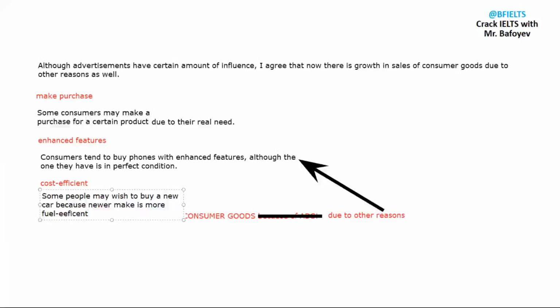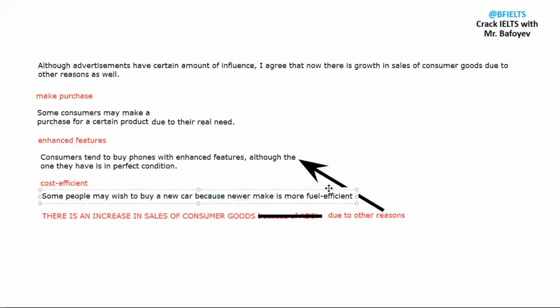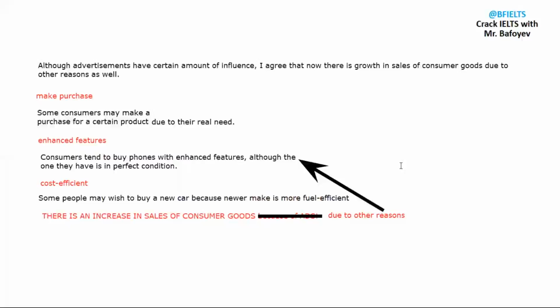So fuel efficient here, sorry for misspelling, making lots of spelling mistakes now. Fuel efficient means it saves fuel, it saves petrol, it runs on less petrol than the older ones, right? So they want to make it cost efficient or fuel efficient. So they want to save some money by saving some fuel for themselves, right? So it's not necessarily advertisement that is increasing the sale of these products. It may be their enhanced features or cost efficiency, some features that they have that makes people buy them more often than not.